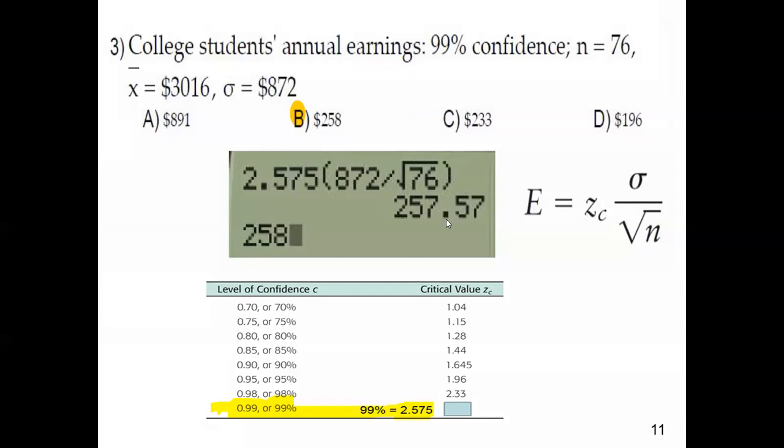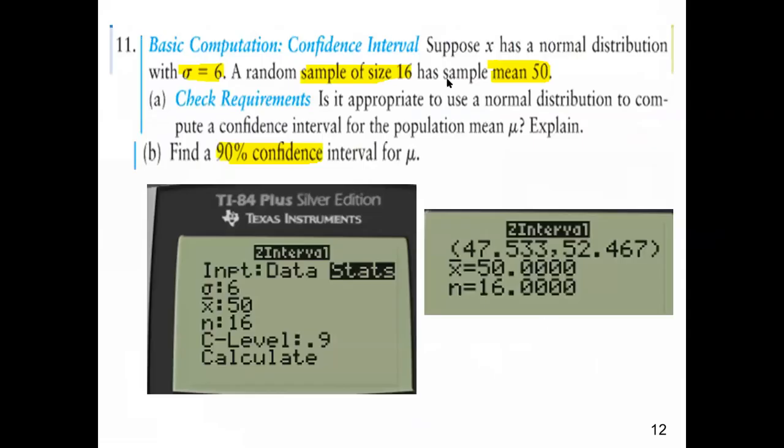All right, and round it to the nearest whole number because all of these were rounded to the nearest whole number. 257.7 was 258. And there it is, 99% confidence. My Z-score, or Z sub C, as he calls it. It's 2.575. All right, so that's finding error.